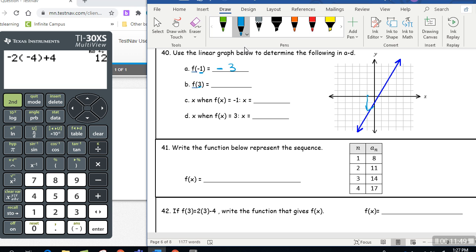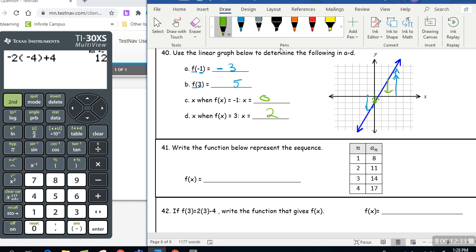Now when the x is positive 3, we go all the way up. 1, 2, 3, 4, 5. The y value is 5. Now we just flip it around. f of x equals negative 1. So what's our x value when the y value is negative 1? Well, when y is negative 1, the x value is 0. When the y value is 3, the x value is 2.